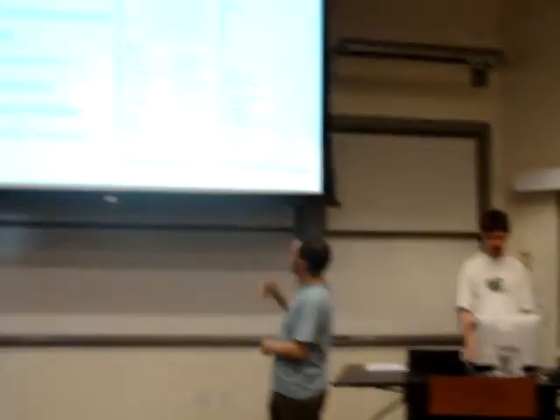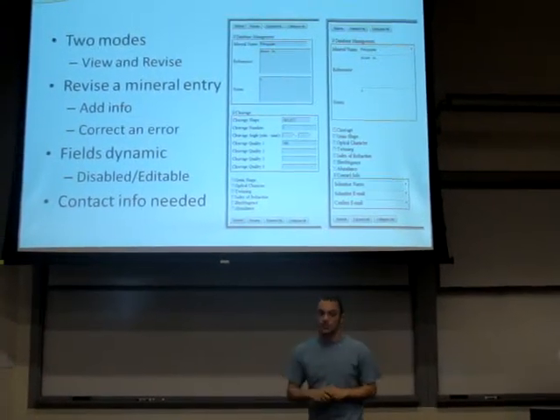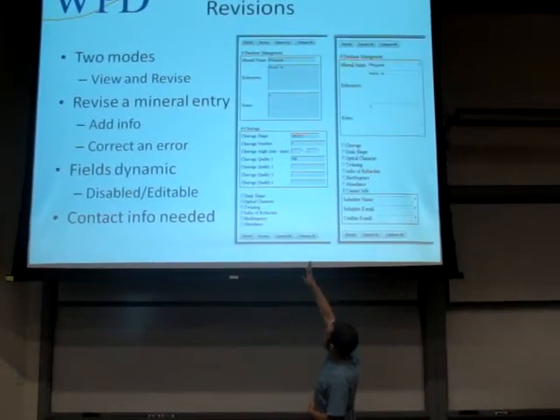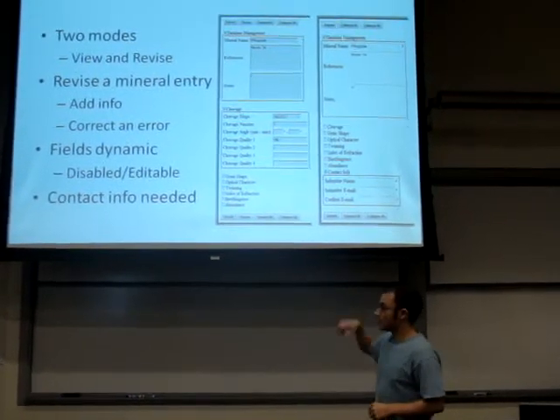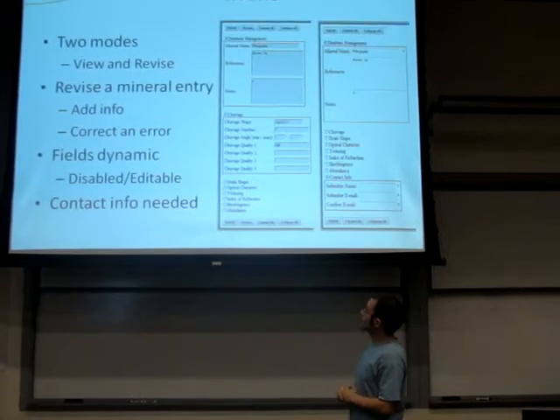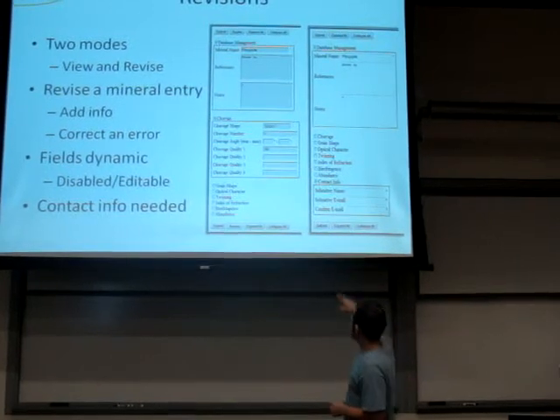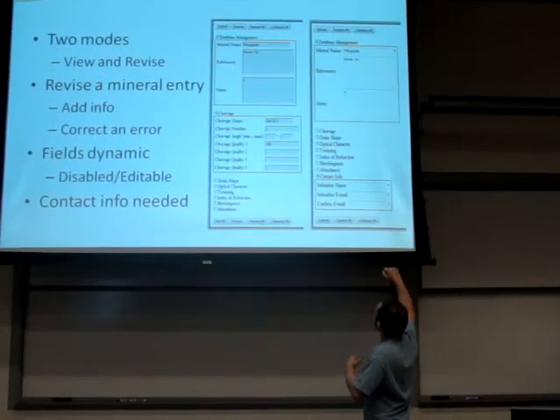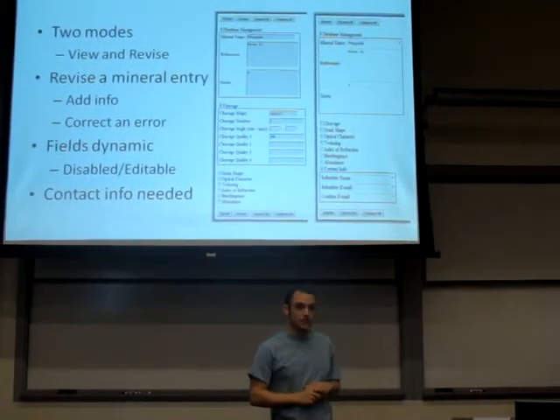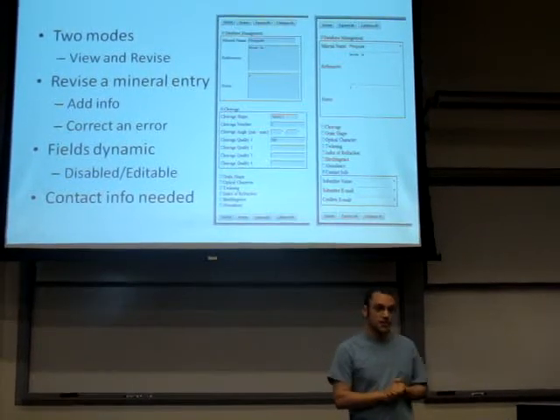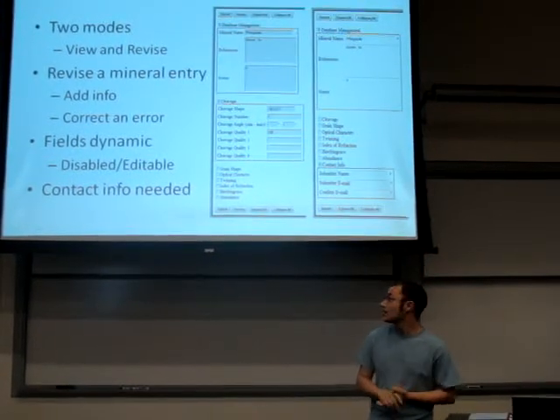Okay, so this is the basic revisions page. On the left, someone will do a search for a mineral, and they'll come to this page, and the fields are disabled, so they can't accidentally mess anything up. And they can expand any of those checkboxes, and it'll show them the information. And then, if they see something they can add, they can hit the revise button, and it'll take them to this page, where the fields are enabled, and they can enter information. The contact info is required so that when someone approves it, they can talk to you in case clarification is required.